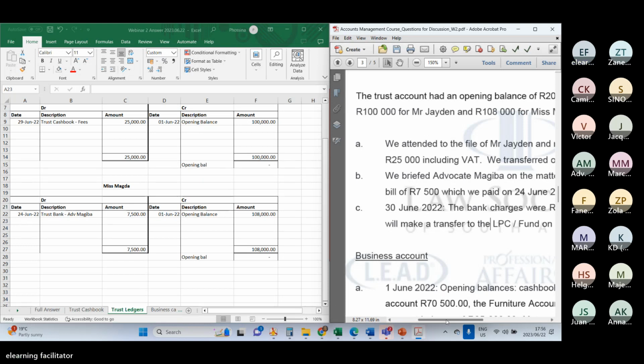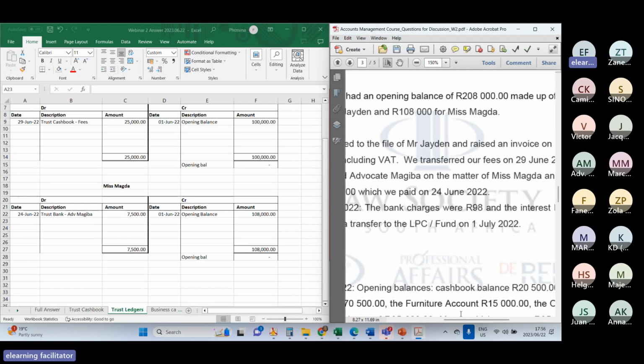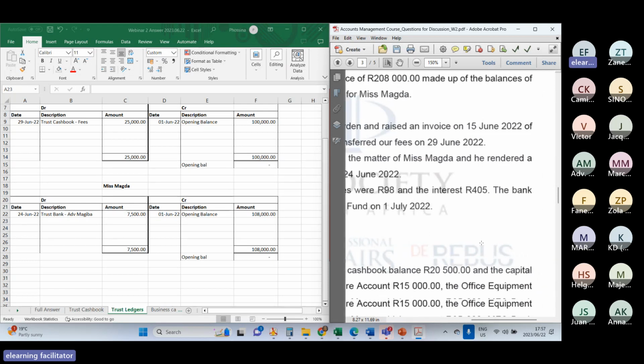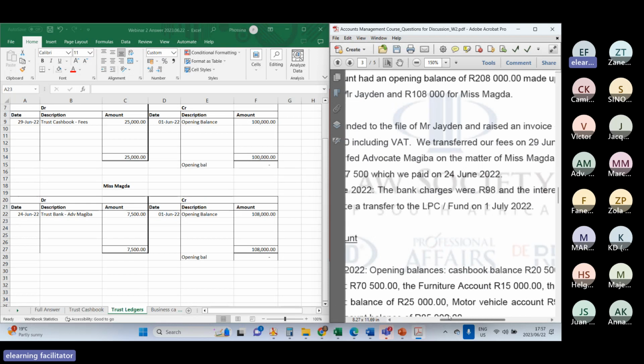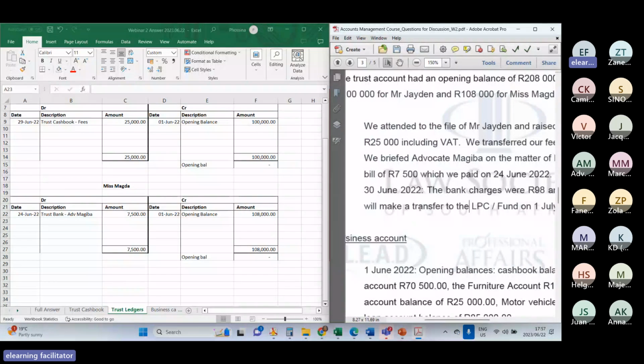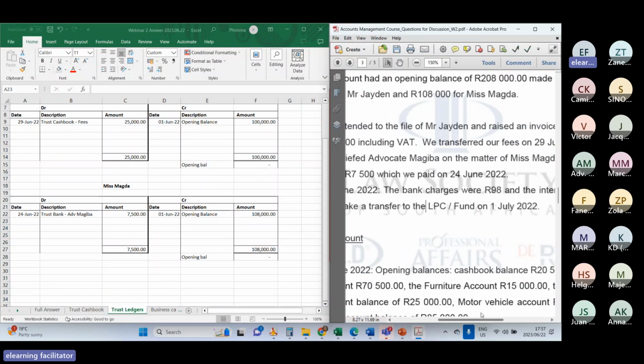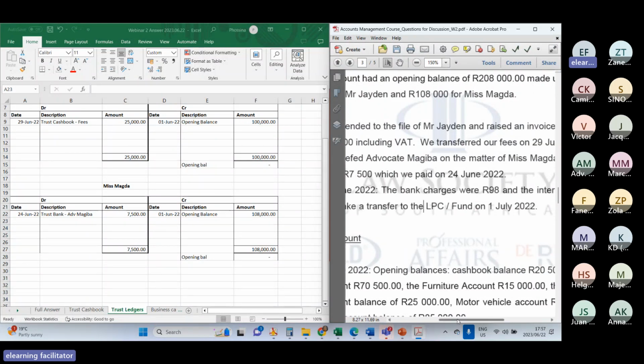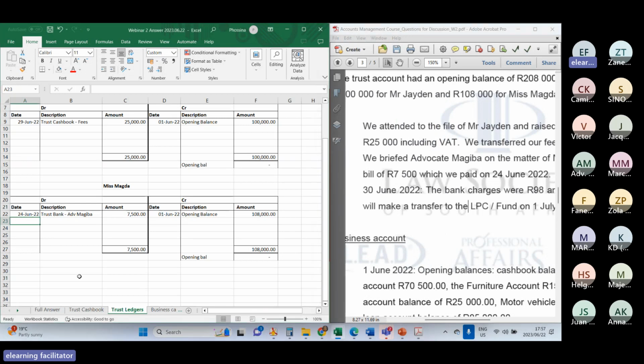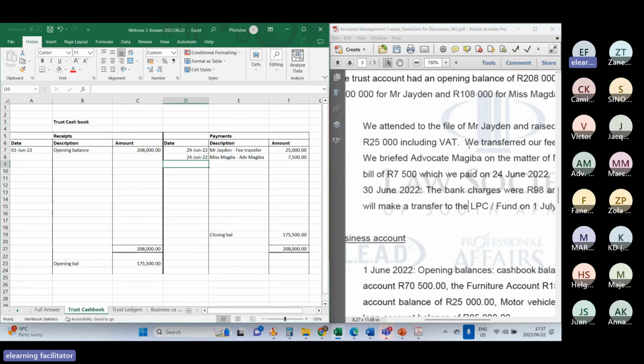30 June, bank charges were 98 rands. Interest 548. The bank will make a transfer to the LPC or to the fund on 1 July 2022. So this is 30 June. We've got our bank charges. So this is a transaction which is happening in our trust account. So for our bank charges, we are paying the bank. It's like our trust account is paying the bank. Bank charges. So it's a payment. How much? 98.